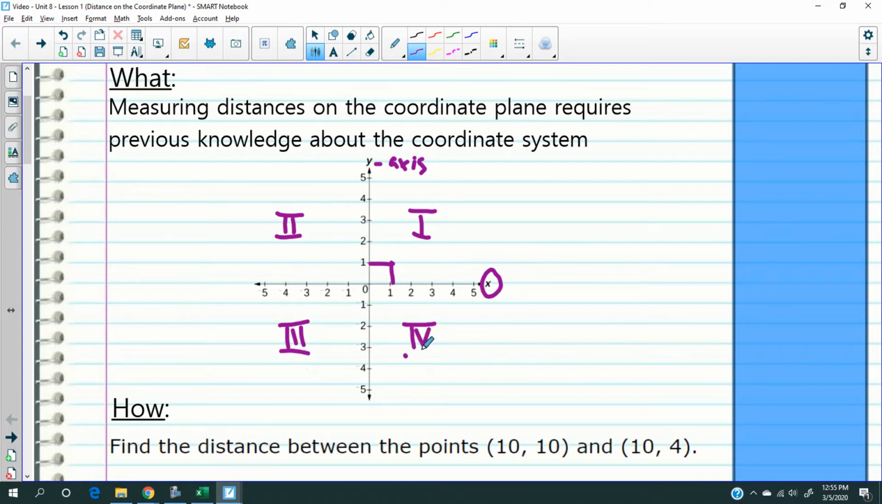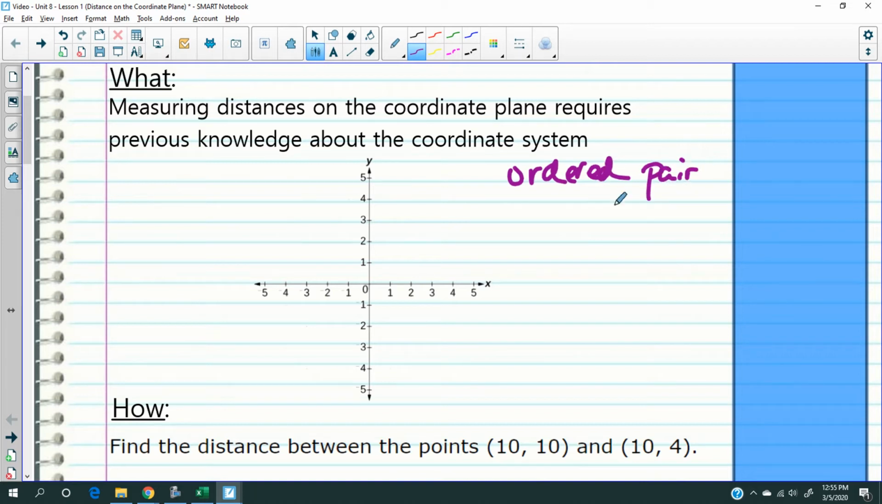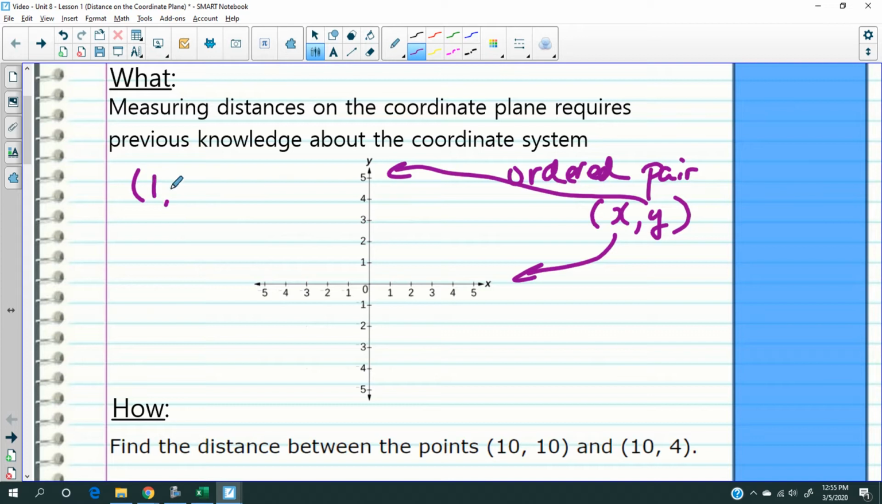Hence, when you're plotting points on the coordinate plane, you're going x, y. That's what we call an ordered pair. An ordered pair comes as x, comma, y. Meaning, you go left, right first on the x-axis, and then you go up, down on the y-axis. So for example, if I were to give you the first point, 1 comma 5, you will go 1 over, 5 up.